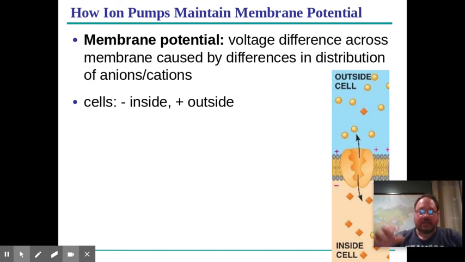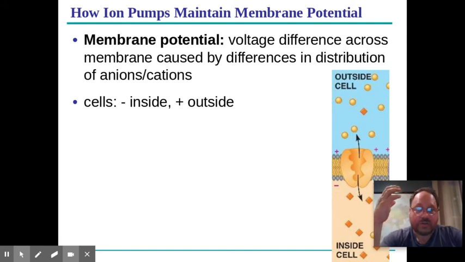What you do is you make the cell relatively positive on the outside and relatively negative on the inside, and that's referred to as a membrane potential. So by activating these pumps, by using ATP to run these pumps, you can redistribute ions and create potential energy, the capacity to do things.